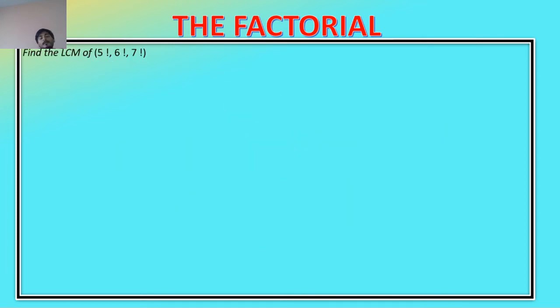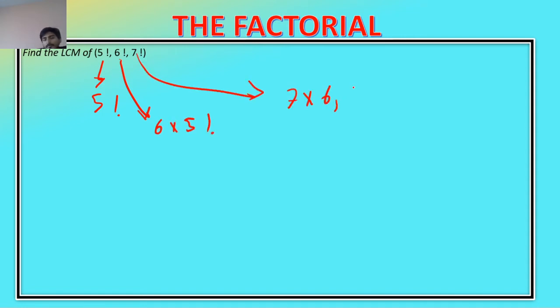Okay, now coming to LCM. So LCM is what? Lowest common multiple, right? So we know that 6 factorial we can write as 6 into 5 factorial. So 7 factorial we can write as 7 into 6 into 5 factorial, right? So if we see, 5 factorial is in all, right?